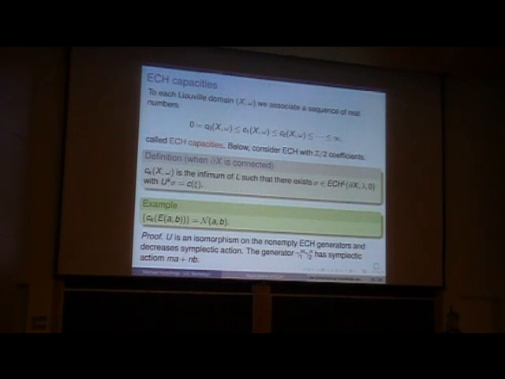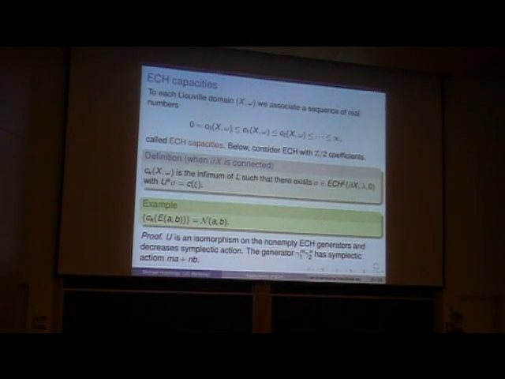So the way this works is, for any four-dimensional domain X with boundary, this is my compact symplectic manifold with boundary, I'm going to associate to it a sequence of real numbers. The first one is 0, then these increase, and sometimes they could eventually be infinite. These are called ECH capacities. These are defined in terms of the ECH of the boundary. So you choose a contact form lambda on the boundary, such that d lambda is the restriction of omega to the boundary.